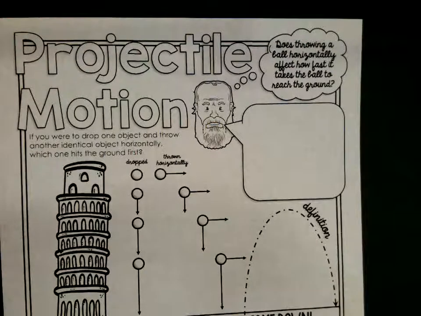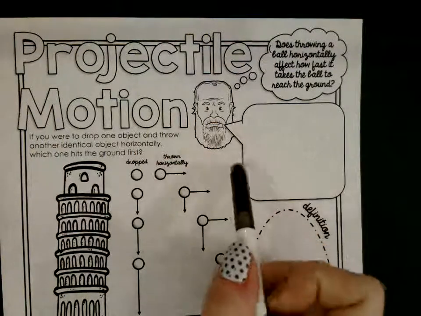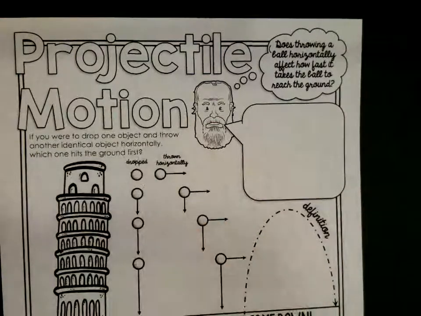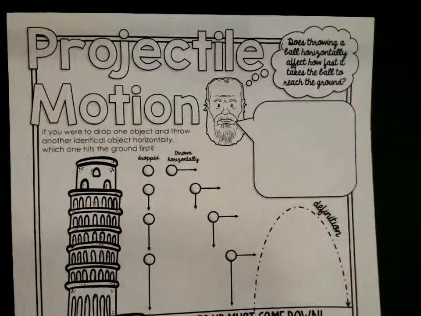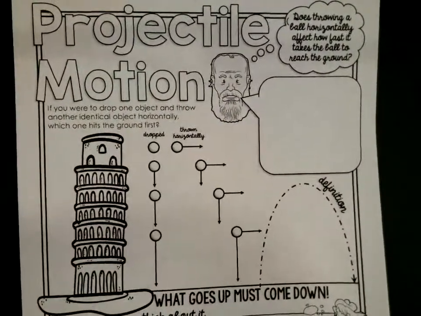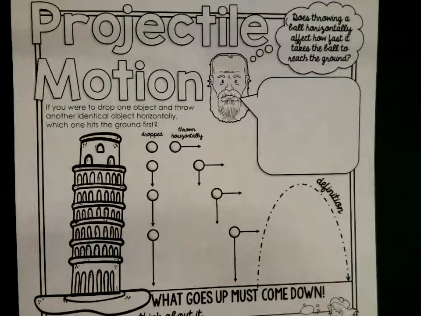All right, guys, so when we talk about projectiles, last time we talked about Galileo Galilei. We talked about him dropping things off of the Leaning Tower of Pisa. And we said that gravity affects everything at the same rate, and that rate is 9.8 meters per second squared. But now we have a different question. Same scenario, but different question.